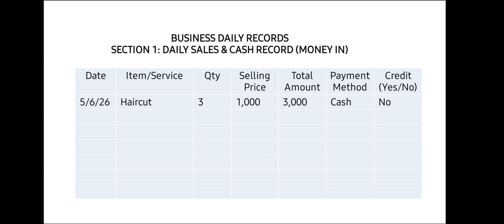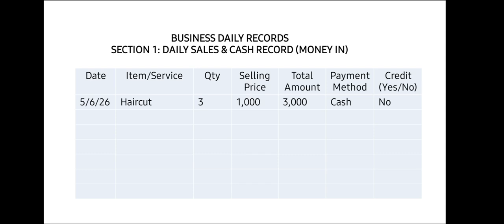Payment method, you can either make payment by cash, by transfer, or by POS. Lastly, on the table you see credit. Yes, if customers will pay later. No, if paid fully. So on the credit side, you record yes if the customer will pay later, or no if the person plans to pay fully.